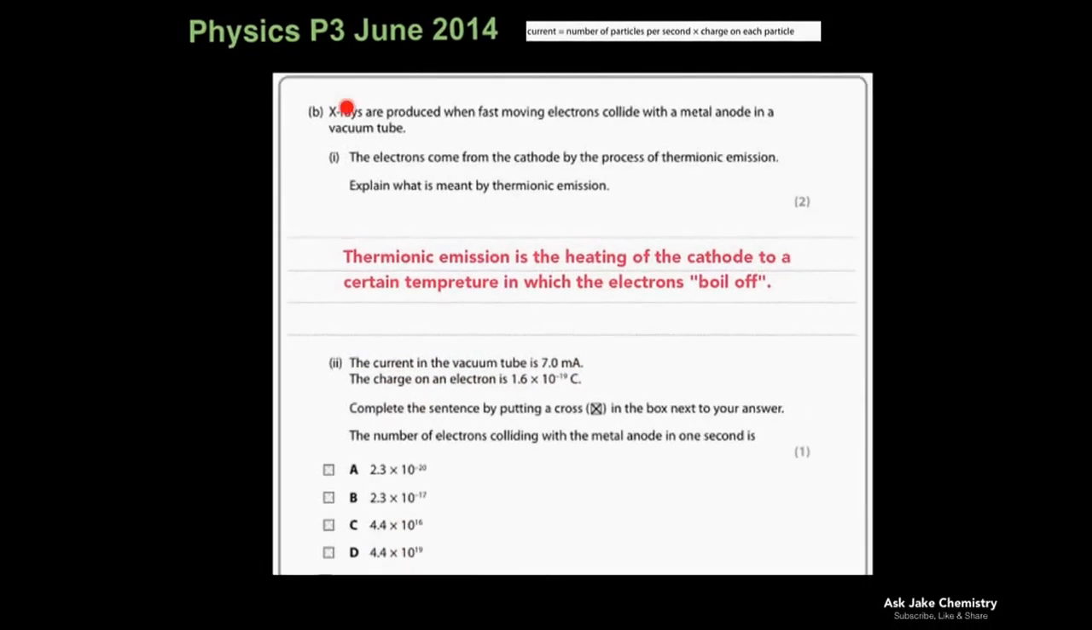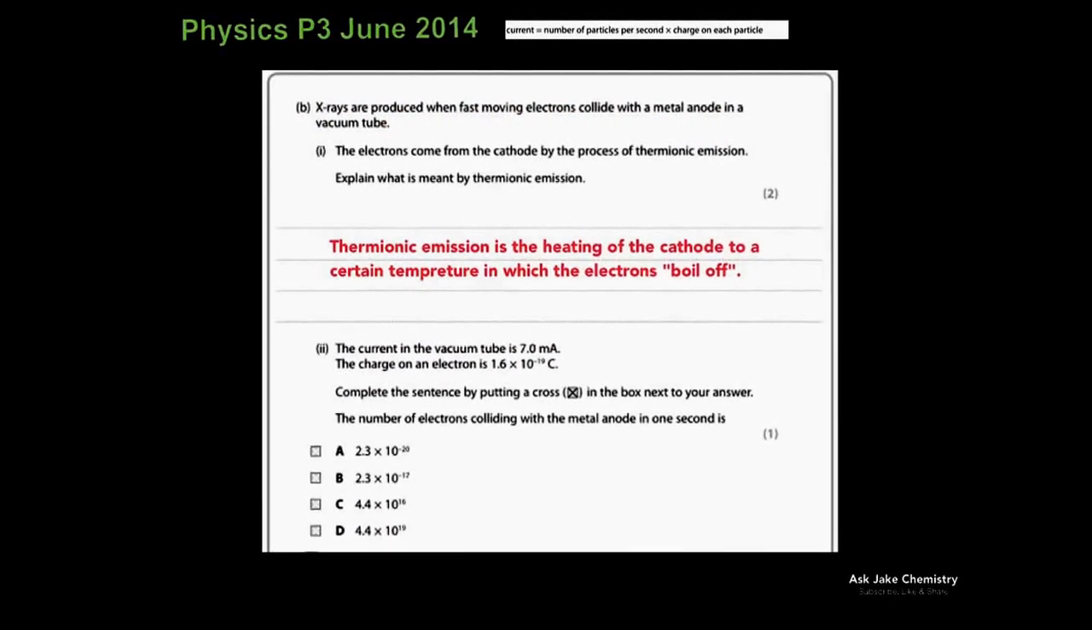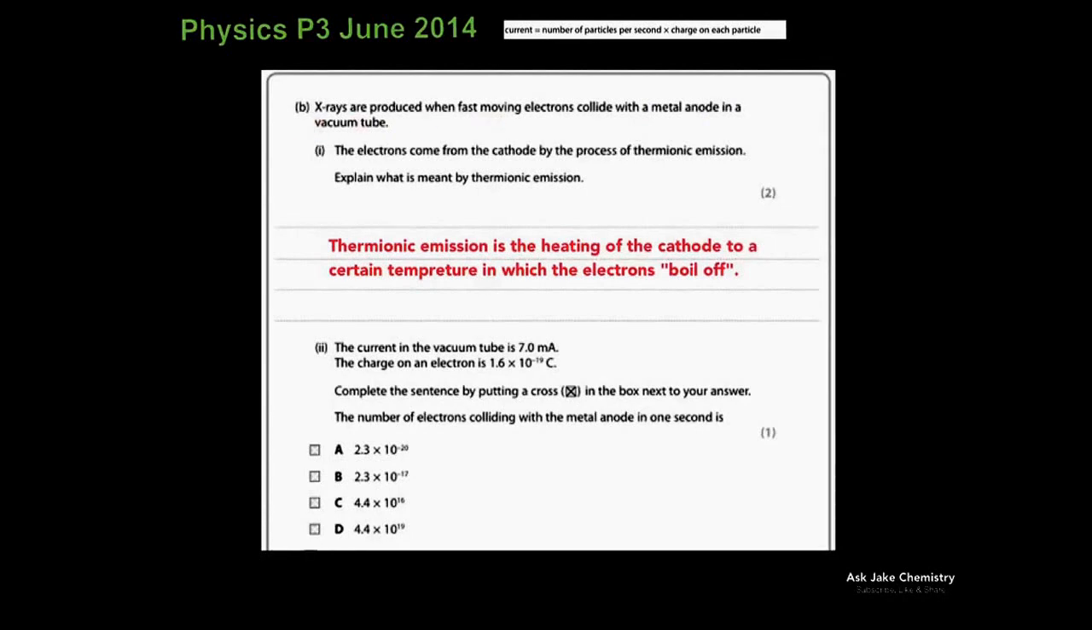X-rays are produced when a fast moving electron collides with a metal anode in the vacuum tube. Electrons from the cathode are produced by thermionic emission. Explain what this means. You have to say it's when you're heating the cathode to a really high temperature, and this means the electrons boil off and they move. The answer for this is C.